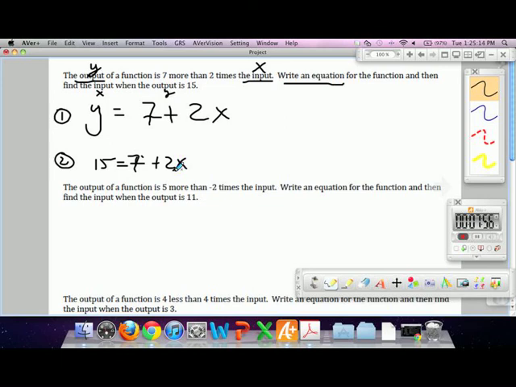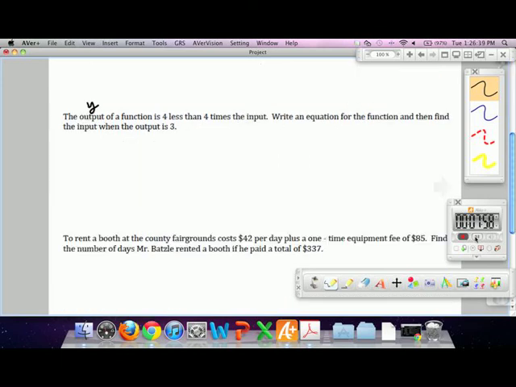The output is 4 less than 4 times the x. Is this going to be 4x minus 4 or 4 minus 4x? Now find the input when the output is 3. 3 equals 4x minus 4. Solve this. Your answer will be a fraction. Do not write it as a decimal. It's a lot easier to write as a fraction. You don't have to use a calculator. Leave it as an improper fraction. You'll be fine.